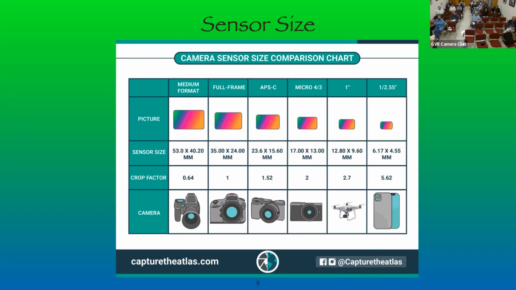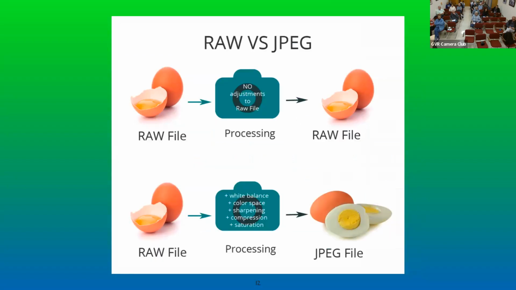Okay. RAW versus JPEG. I'm sorry, the little word is covered there, and I'm afraid to touch it because I'll probably screw something up. Here they give you kind of an example. A RAW file is like the egg, okay? You've got everything in the egg that you need to make scrambled eggs, whatever.